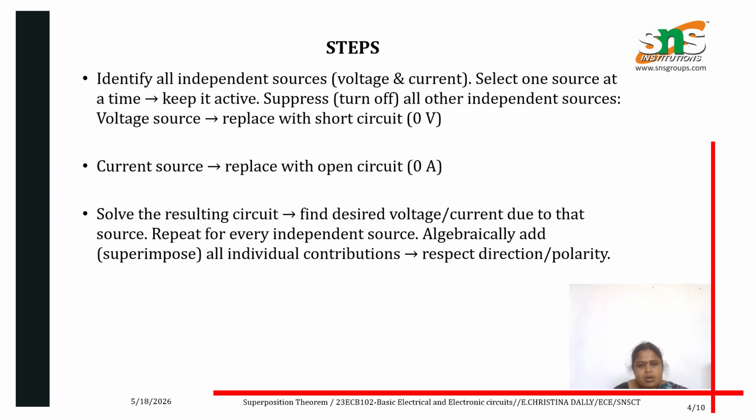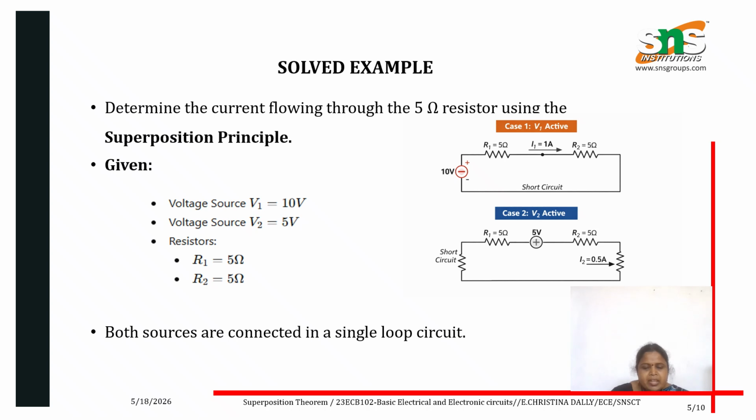Then we have to solve the resulting circuit and find the desired voltage, and we have to repeat this for the independent sources. Here we have the individual contributions, and we have to see the direction and polarity. This is a solved example of the superposition theorem. We have to determine the current. How much current is flowing through this 5 ohm resistor?